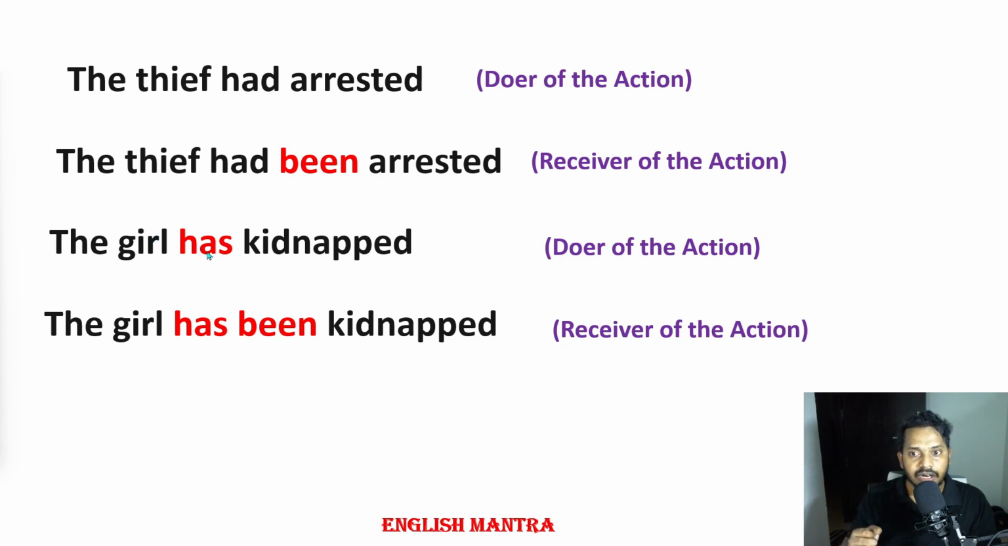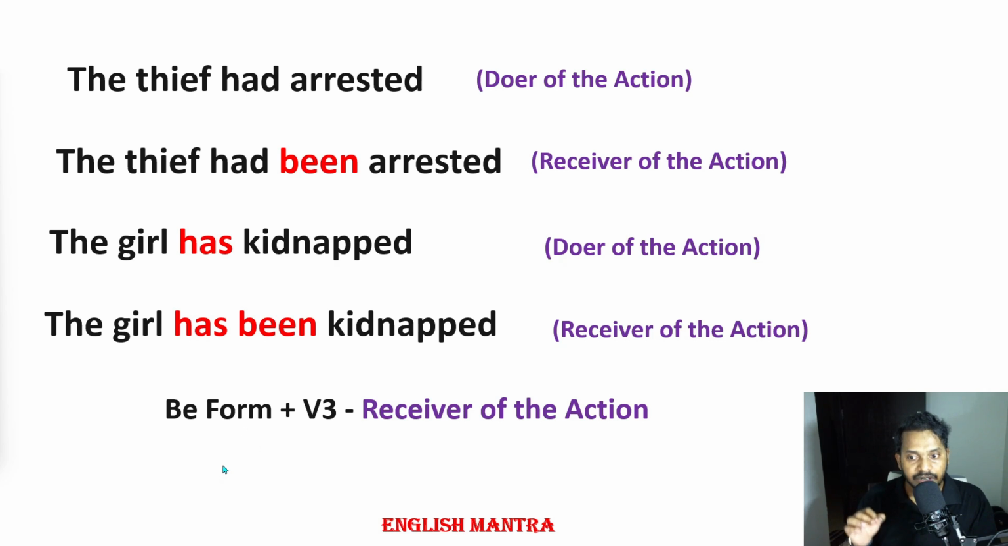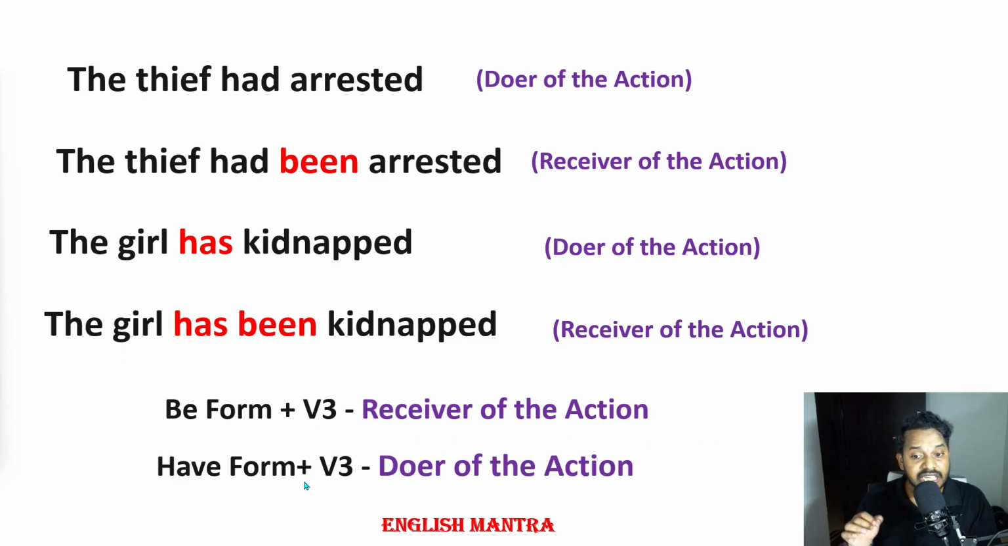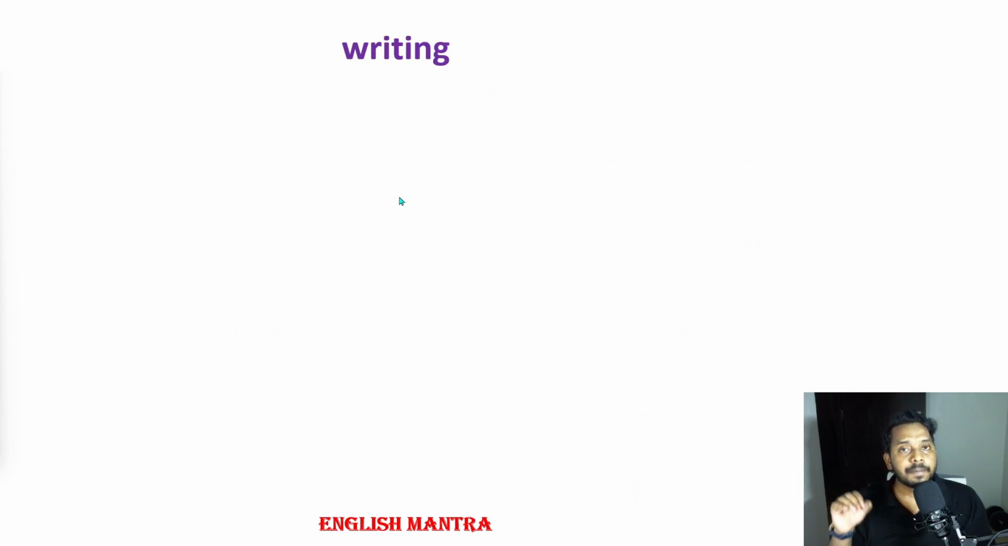Whenever you use have plus V3, then here the subject is the doer of the action. Whenever you use be plus V3, here the subject is the receiver of the action, means the act of kidnapping has happened on the girl. Okay, she hasn't kidnapped anyone else. Someone else has kidnapped her. Did you get my point? So whenever you see be form plus past participle form, then the subject will be the receiver of the action, and whenever you see have form plus V3, the subject would be the doer of the action. You must remember this.